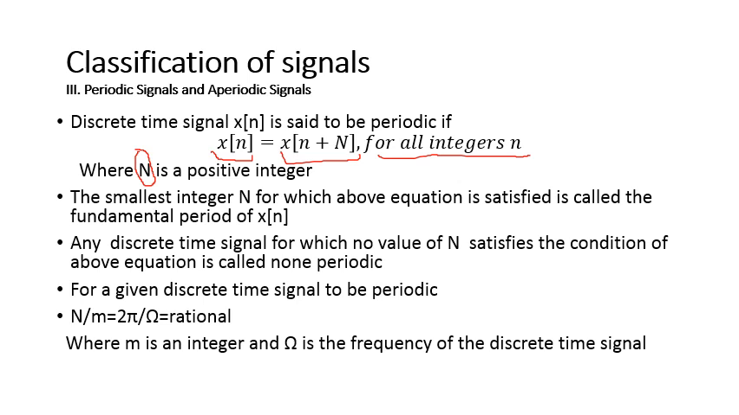Again, like we said, there is a concept of the fundamental period. For the continuous case, the smallest value of capital T where the equation was satisfied was called the fundamental period. Here we say the same: the smallest value of N for which this equation holds is called the fundamental period, and corresponding to the fundamental period we have the fundamental frequency. Any discrete time signal for which there is no value of N that satisfies this condition is called a non-periodic signal.